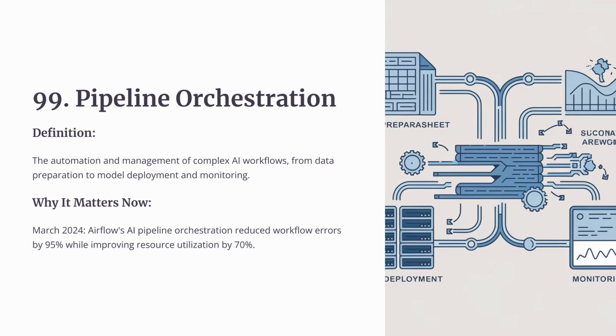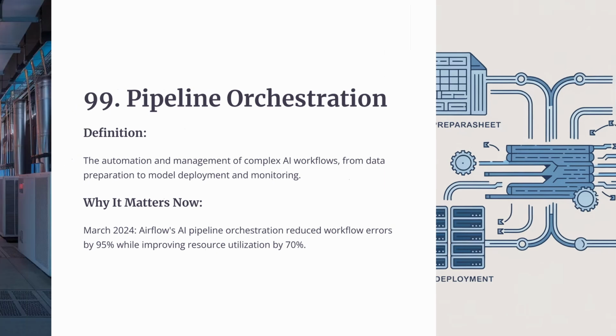Pipeline orchestration is the automation and management of complex AI workflows, from data preparation to model deployment and monitoring. Imagine a symphony conductor, but for AI processes. Airflow's breakthrough is like having a perfect conductor who ensures thousands of musicians play in perfect harmony while using 70% less rehearsal time. It's making complex AI workflows run like clockwork.